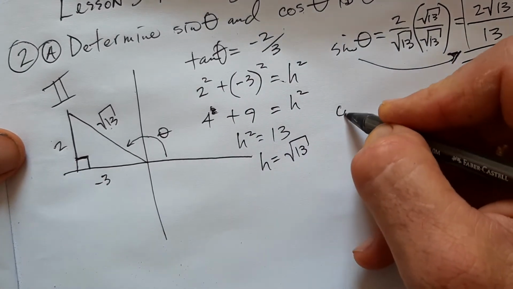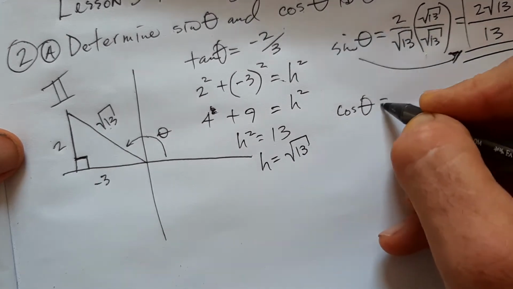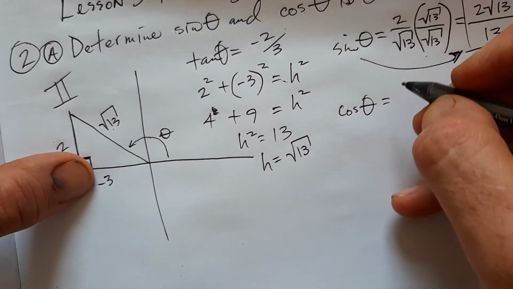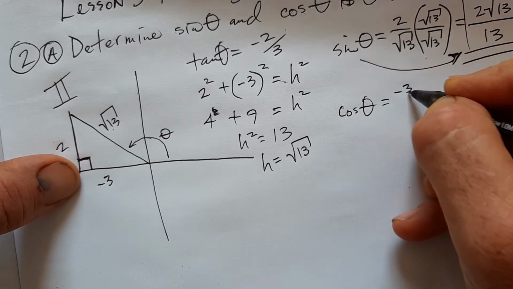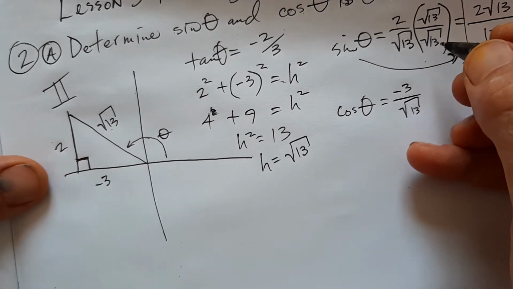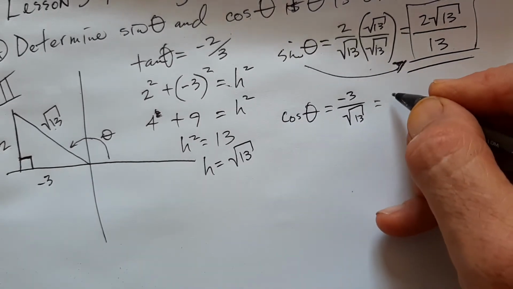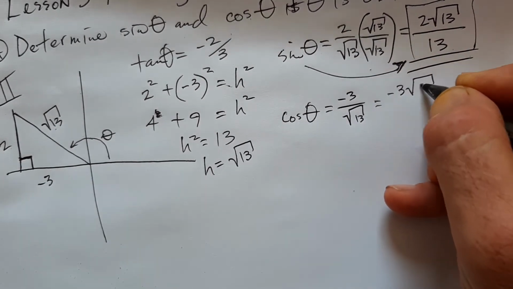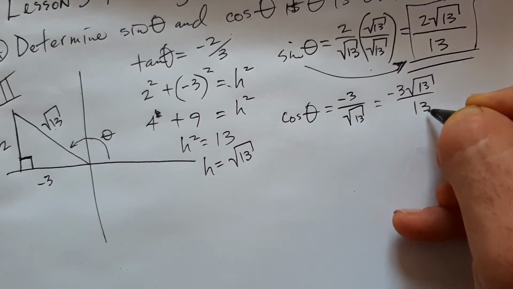And cosine is going to be negative. We know cosine of theta equals adjacent over hypotenuse, negative 3 over square root of 13. Multiply again by square root of 13 over 13. You get negative 3 square root of 13 over 13.